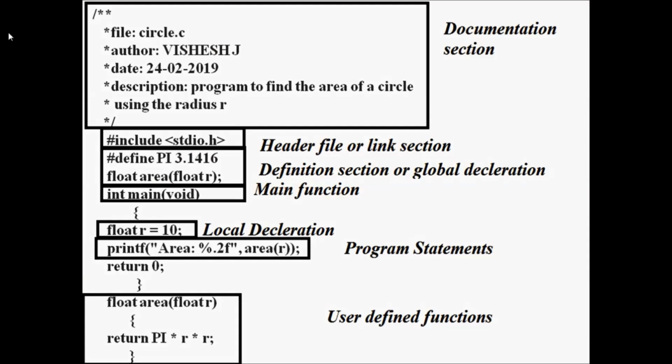Yes, you can see here, this is the C program to print the area of the circle. This entire program is divided into the 5 sections I told you about: documentation section, header file section, definition section or global declaration section, main function with program statements, and user defined functions. Now I will take up each section and explain it in a more detailed way.